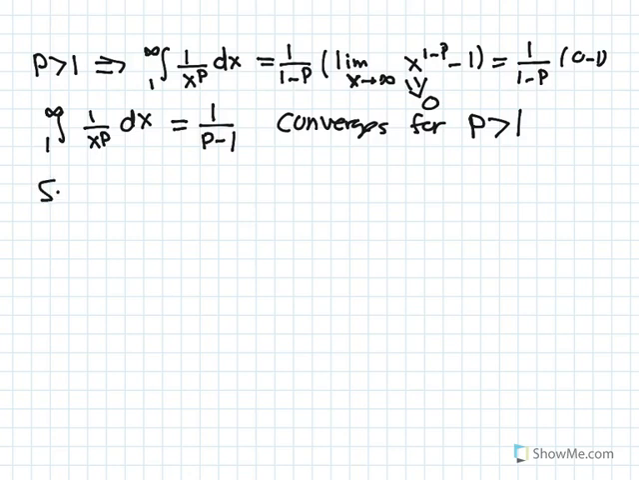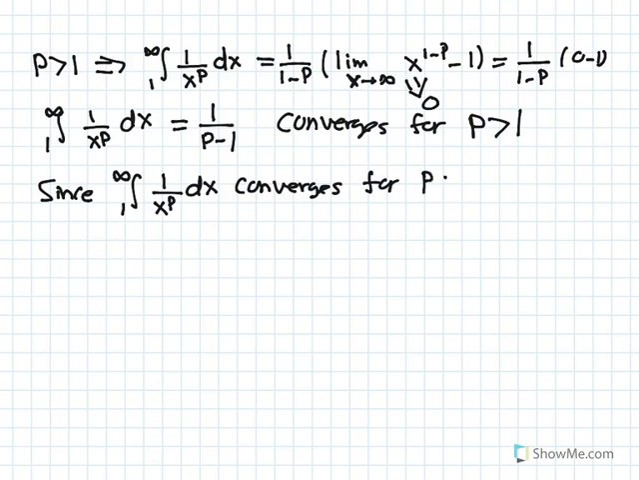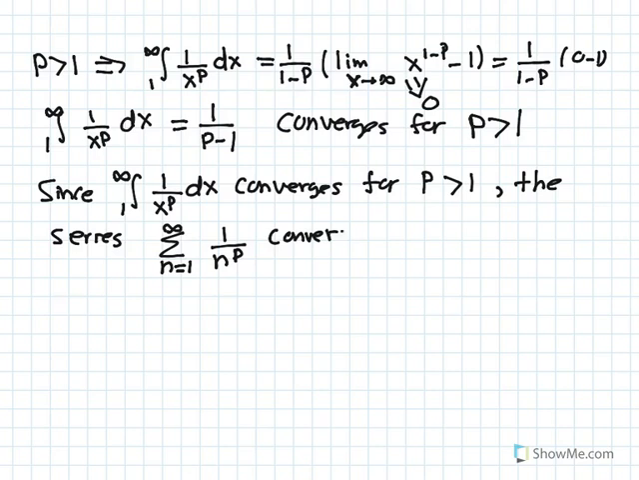Now let's apply the integral test. Since the integral from 1 to infinity of 1 divided by x to the p dx converges for p greater than 1, the corresponding series, which is known as a p-series, the series summation n equals 1 to infinity of 1 divided by n to the p, converges for p greater than 1 by the integral test. We must always state that, by the integral test.